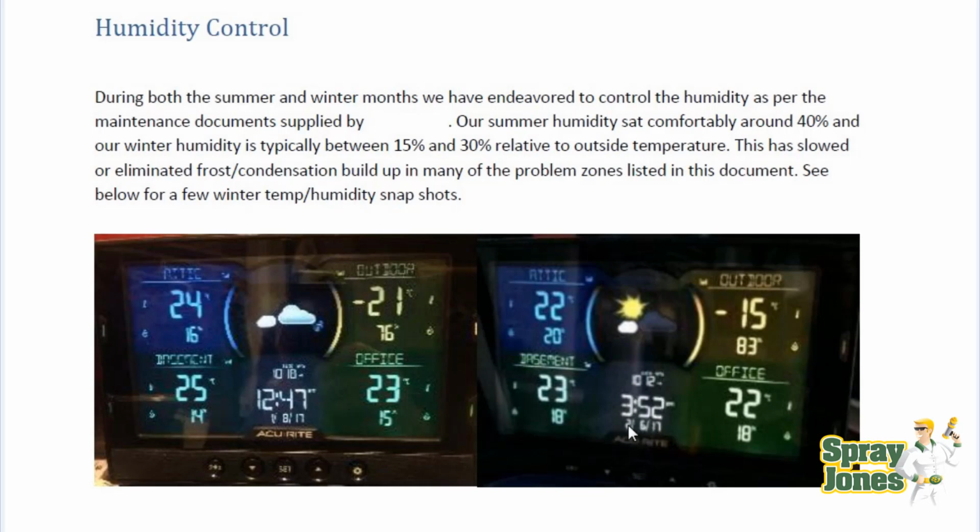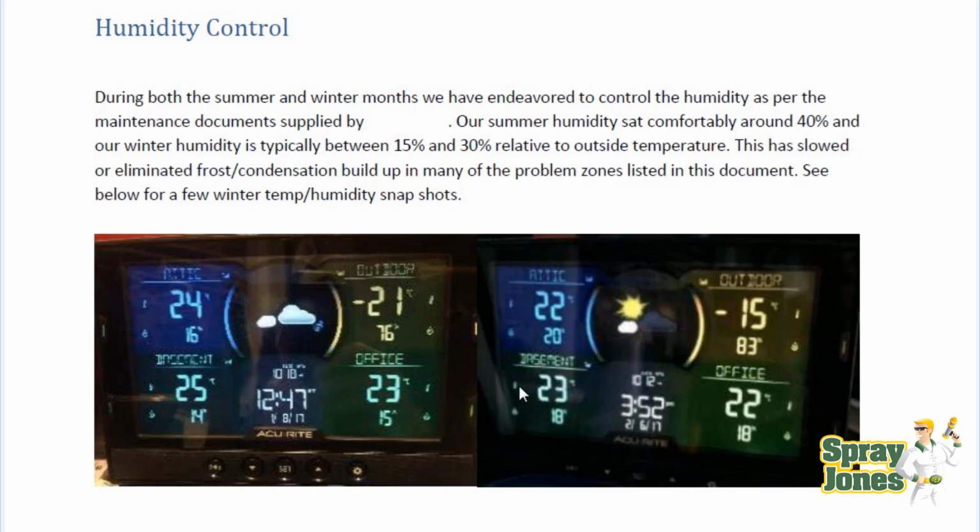Here he's got February 6th, 2017. He's got a minus 15 degrees Celsius day, 83% relative humidity outdoors. In the attic, it is 22 degrees that day and 20% relative humidity. In his office, it's bang on. It's 22 degrees and 18%. So we got a 2% relative humidity change between the attic and the office on the second floor.